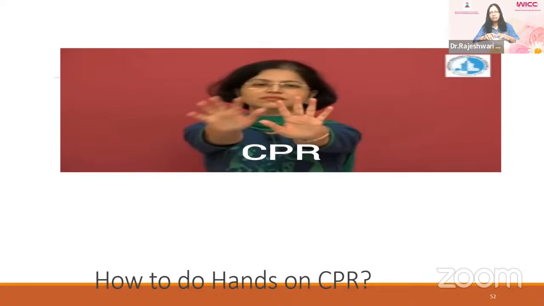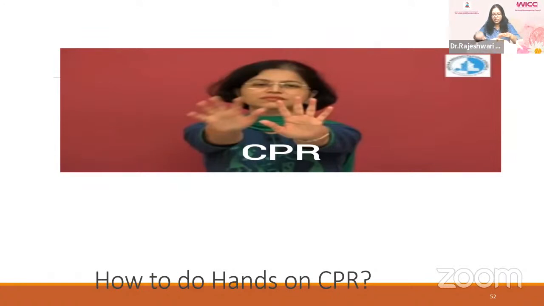That is the only difference in a CPR mannequin, that this mannequin has an airbag inside. Which is for when you give the mouth to mouth resuscitation technique. When you give the mouth breaths, it goes and inflates the airbag which is present here in the chest.